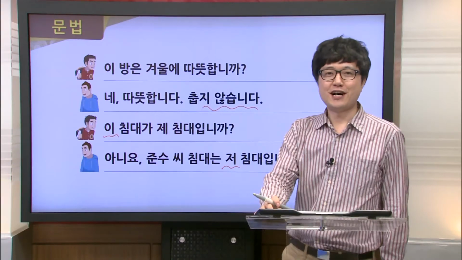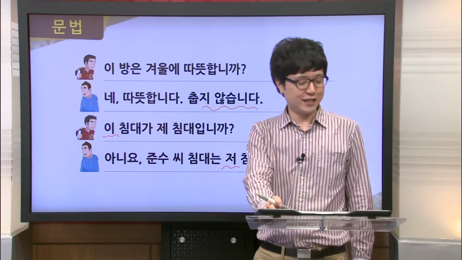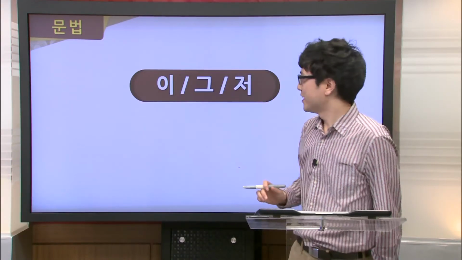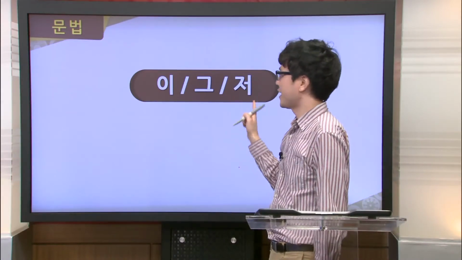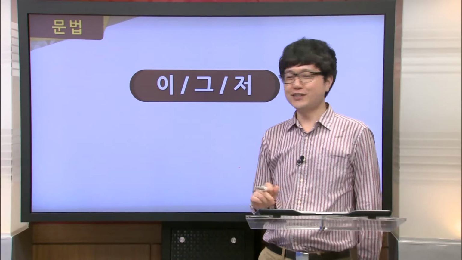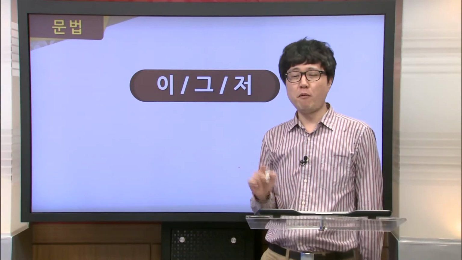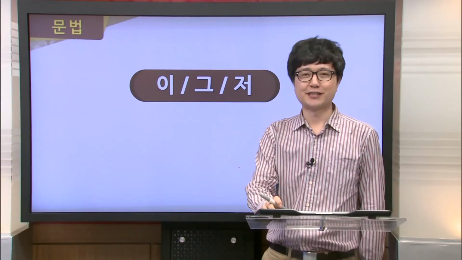Okay. Now let's go ahead and take a look at the grammar. And first we're going to be introduced to 이, 그, and 저. So these words here are used to point out different objects.